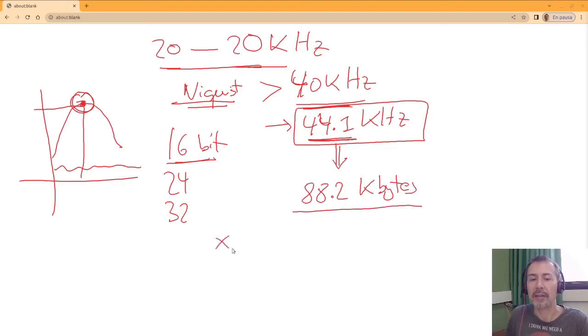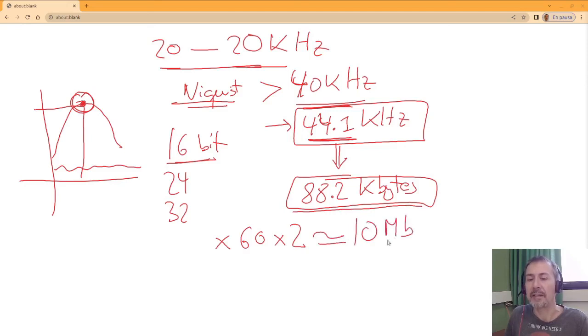If we multiply that by 60, and we multiply that by 2, because this is a single channel and we want to record a stereo signal, that gives us around 10 megabytes just to store a single minute of sound. That's too much. So there are some techniques to reduce the size we need to store a recorded sound.